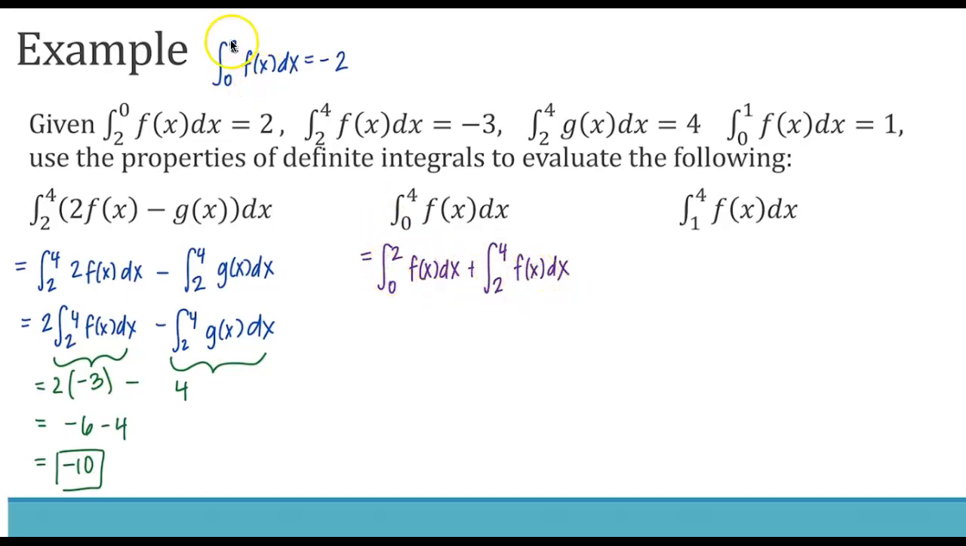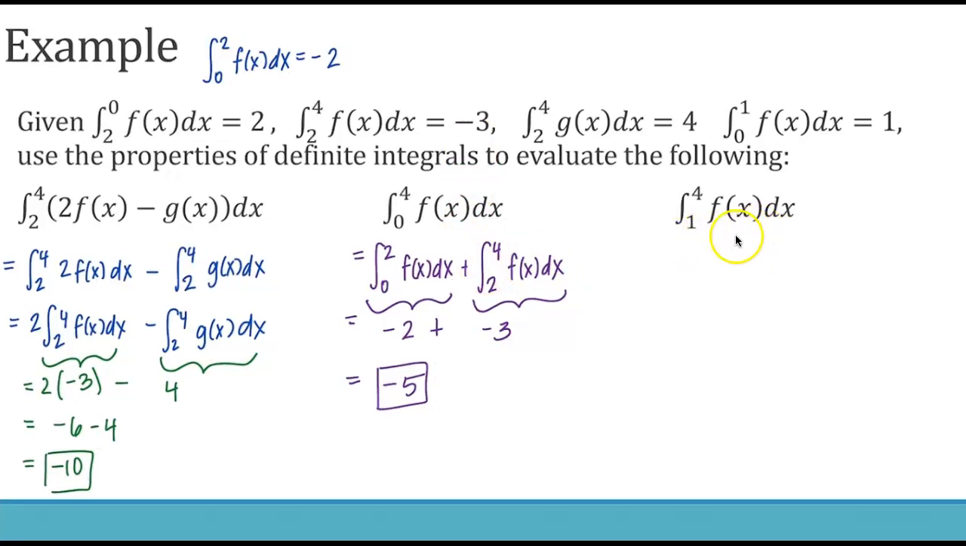Now, the integral from 0 to 2 of f of x dx is negative 2. So this whole first definite integral is negative 2. And the integral from 2 to 4 of f of x dx is equal to negative 3. So we have negative 2 plus negative 3. We have a total area of negative 5.